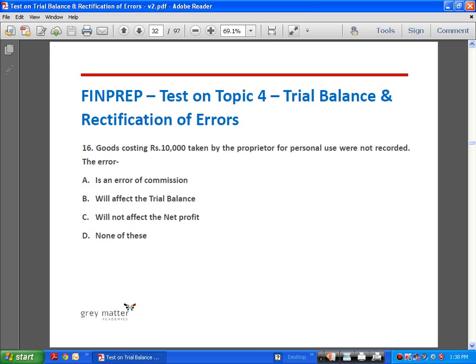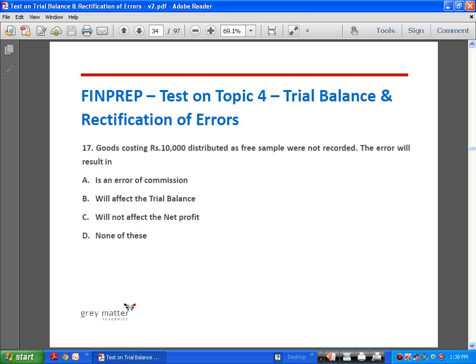See, this is not an error of commission, it is an error of omission because it has not been recorded at all. It will not affect the trial balance because it is an error of omission. It is wrong to say that it will not affect the net profit, because yes, it will affect the net profit. The entry we pass when goods are taken by the proprietor for personal use is drawings account debit to purchases. If we pass the entry, net profit will be overstated. By not passing this entry, net profit has been understated. So the answer is D, none of the above.